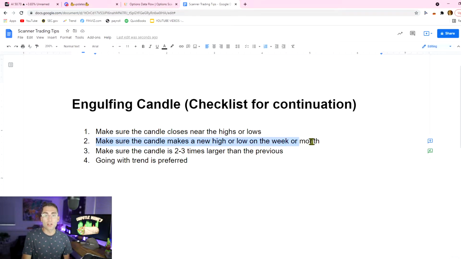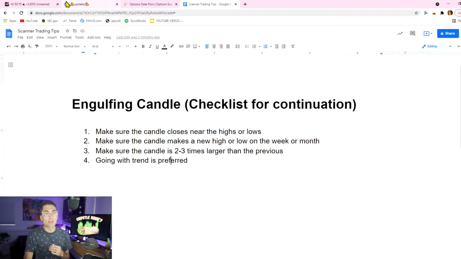We want to make sure it's hitting a new high on the week or the month. Obviously the day, we want to make sure it makes a new high on the day. And then you want to make sure the candle body is 2 to 3 times bigger than some of the previous ones. So this tells us momentum and strength has just entered on that candle.